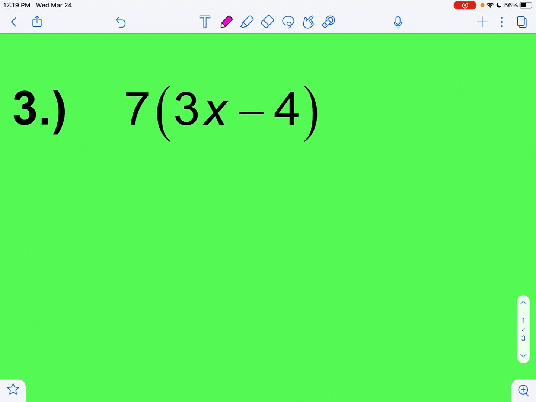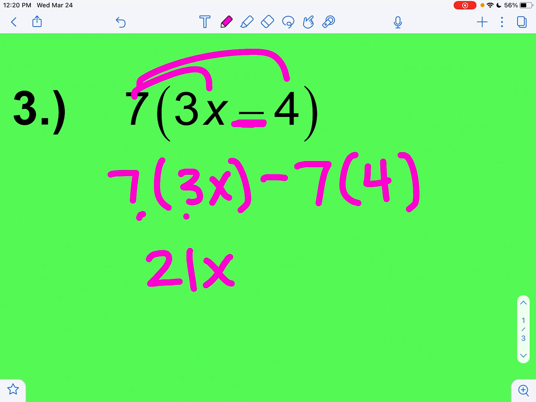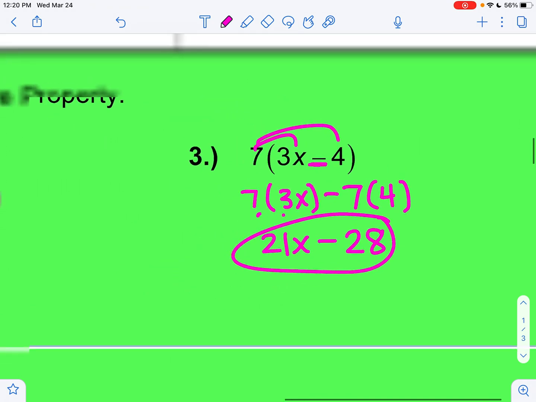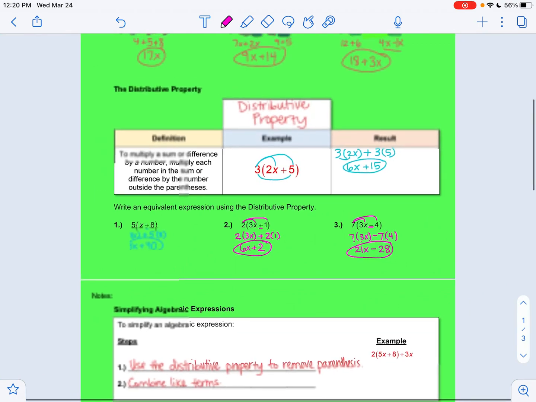Alright, and one more of these. We are taking 7 times 3x minus 4. So again, we need to distribute that 7 to both the 3x and to the 4. Okay, so we take 7 times 3x. This time it's not plus because we have a minus sign. Minus 7 times 4. Well, 7 times 3 is 21 with our x. Minus 7 times 4 is 28. So that is our answer.